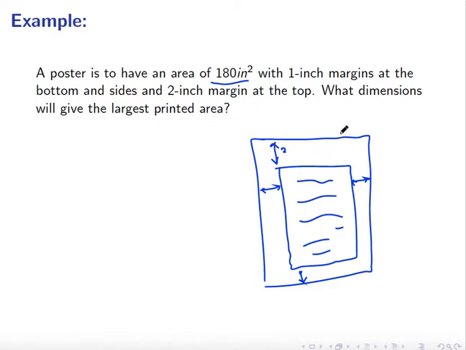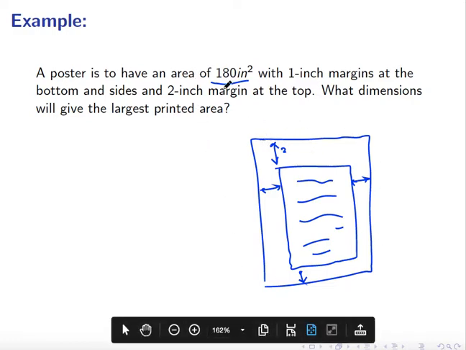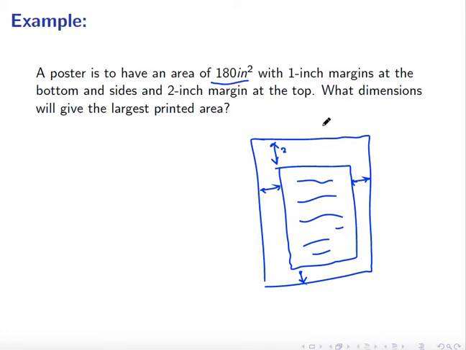So now we know that the original poster, that means the whole thing, it has 180 units. The area is 180 units. So that means if I call this side to be X and I call this side to be Y, then I will have XY equals 180. So this is something that I know based on the information given in the problem.